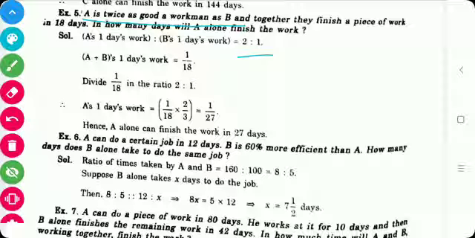A plus B's 1 day work, as they finished the piece of work in 18 days, is 1 upon 18. So we will divide this 1 upon 18 in the ratio 2:1. So A's 1 day work is equal to 1 upon 18 into 2 upon 3. Why 2 upon 3? As A is twice as good, and the addition of 2 plus 1 is 3. So 1 upon 18 into 2 by 3 is 1 upon 27. So A alone can finish the work in 27 days.